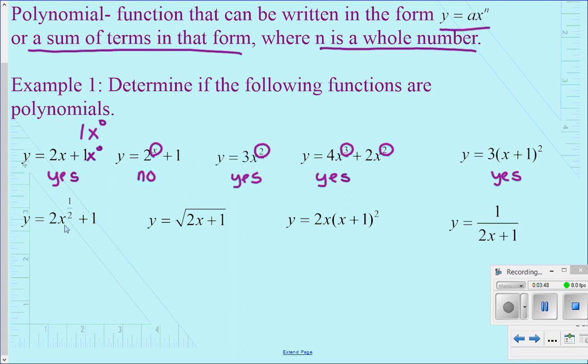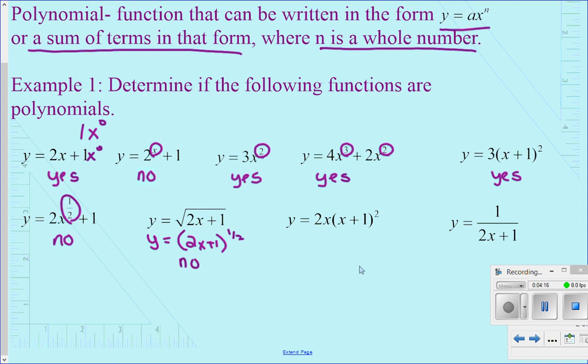Next one, I see that half as an exponent. That tells me no, half is not a whole number. This one, it's a little harder to figure out, but you have to remember something that I taught you earlier in the year, and that is a square root is the same thing as the 1/2 power. So written in that form, we can see the 1/2 is not a whole number, so that's a no.